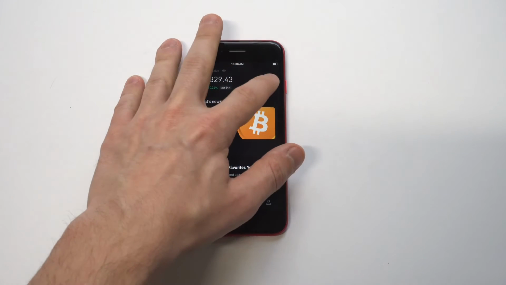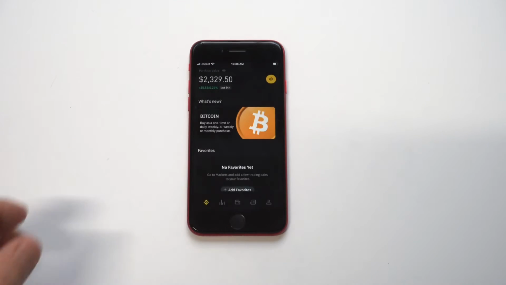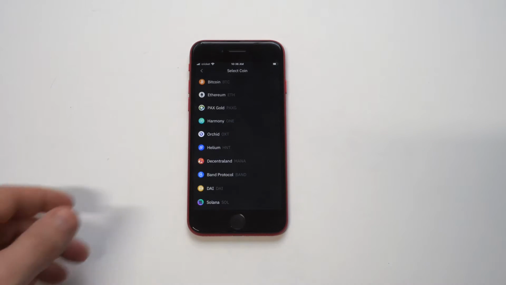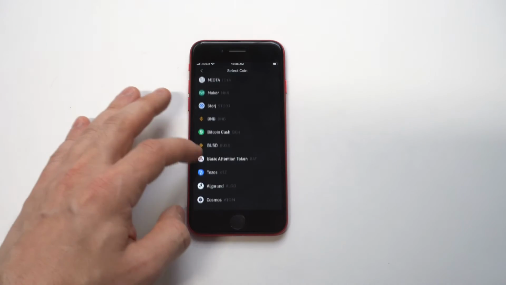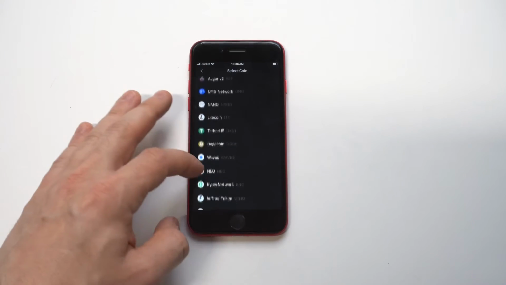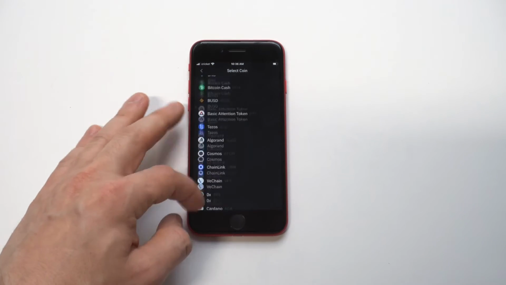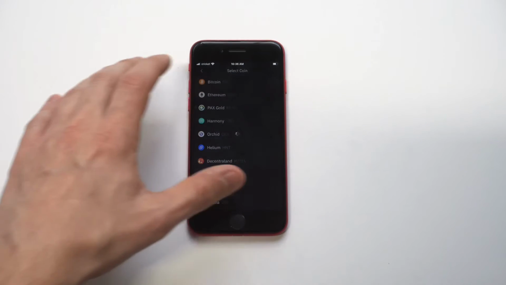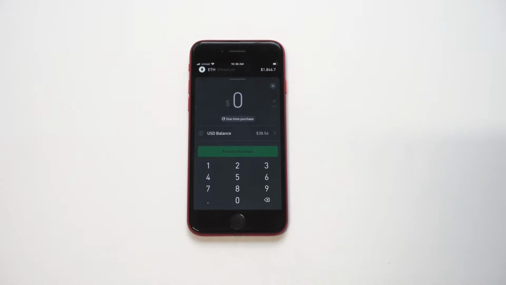I'm going to show you my account. So, currently I've got around 2,000 in it, like 2,300. You can buy, sell, and trade around 50 different coins on here. So the coin selection, as far as a US crypto trading app, is one of the best. They just have an amazing selection of coins, right?